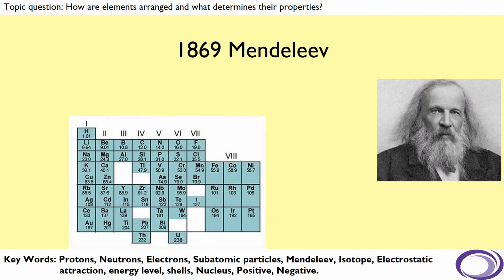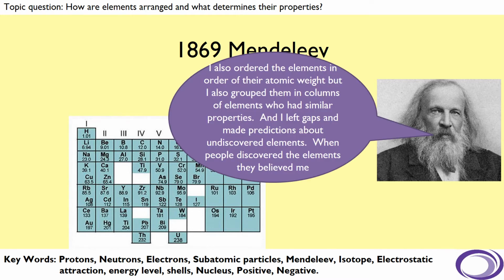So in 1869, Mendeleev organised the elements in order of increasing atomic weight again, but this time he ensured that the groups had similar chemical properties. And to make sure that occurred, at times he left gaps for undiscovered elements, so that he would always have elements with similar chemical properties in the same groups.